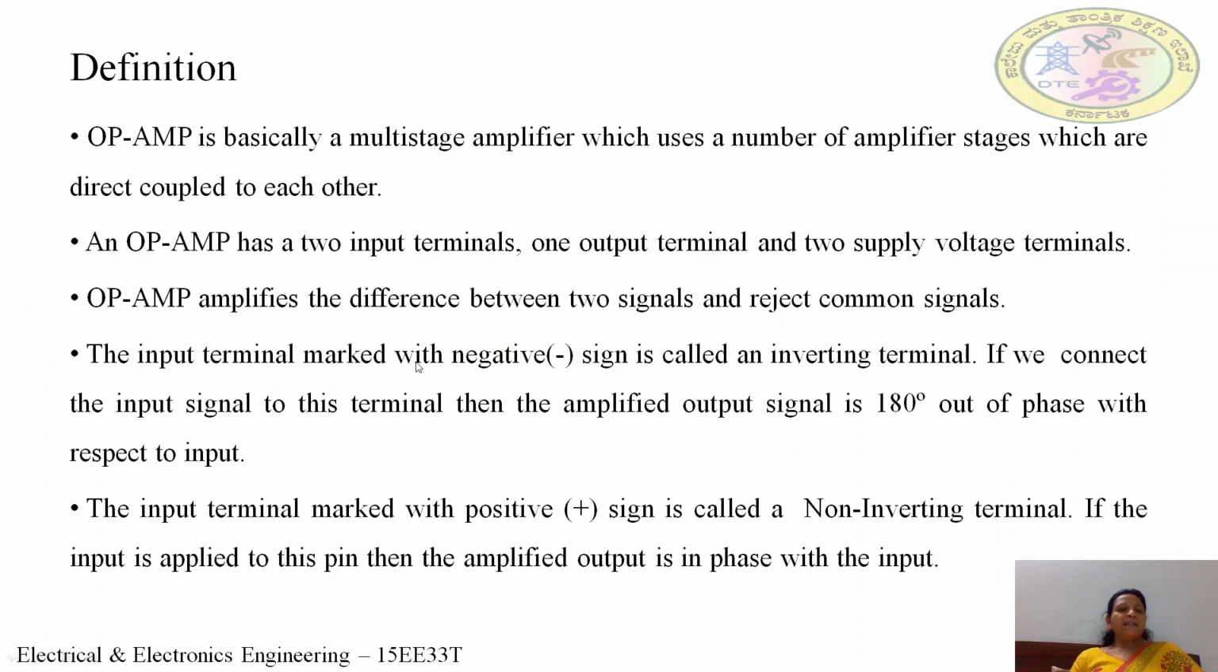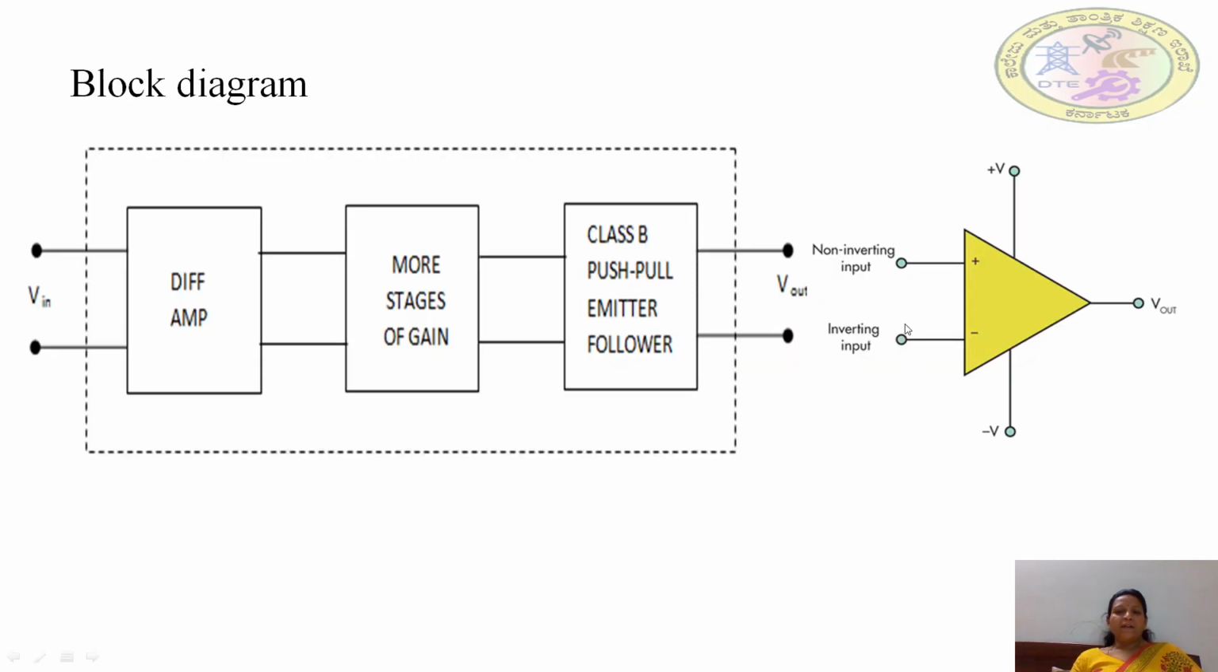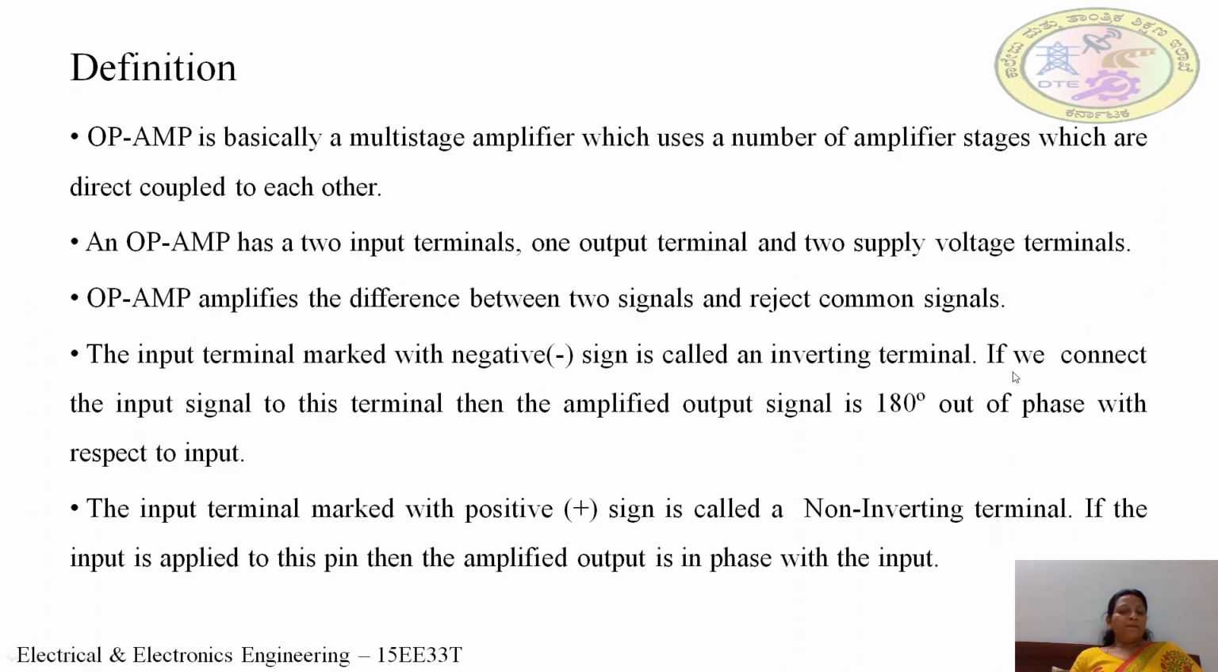So as I said, the input terminal marked with the negative sign is called the inverting terminal. That is this one, the inverting terminal. If we connect the input signal to this terminal, the amplified output signal will be 180 degrees out of phase with the input.